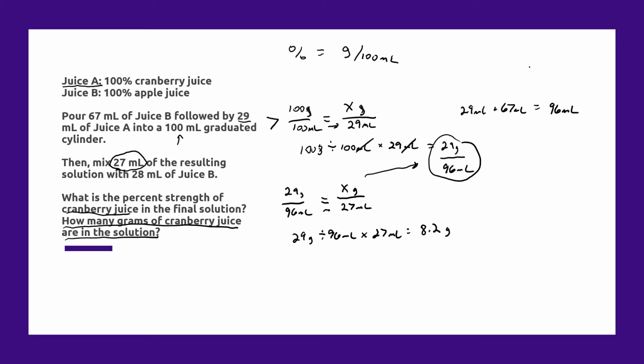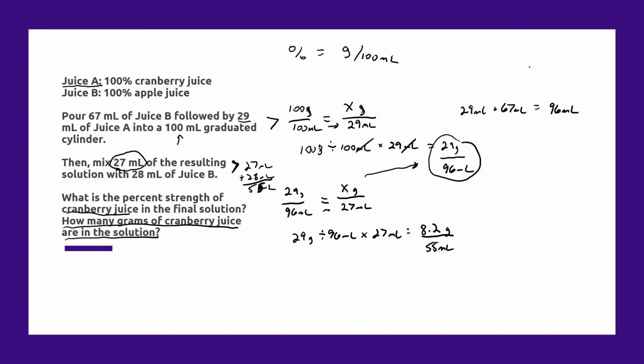Now we need to solve the other question, which is what is the percent strength of cranberry juice in that final solution? We also need to figure out the total volume from this final step, which is simply 27 milliliters plus 28 milliliters, which is 55 milliliters. So we know we have 8.2 grams of cranberry juice per 55 milliliters of solution.